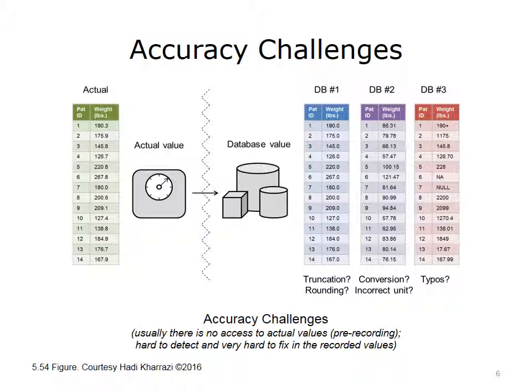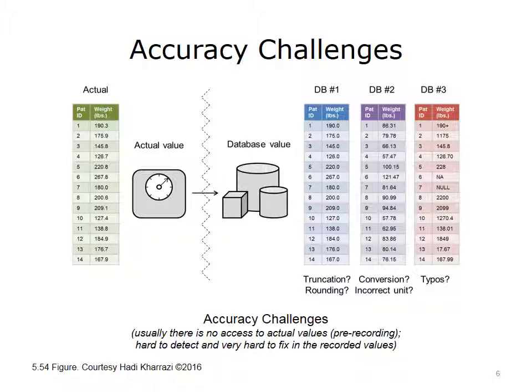This diagram shows the change in data accuracy due to various reasons. On the left side, the actual table includes the true values of weight for a list of patients. The right side shows 3 different tables that have stored the same values. However, each of the tables has some levels of inaccuracy when compared to the original table.